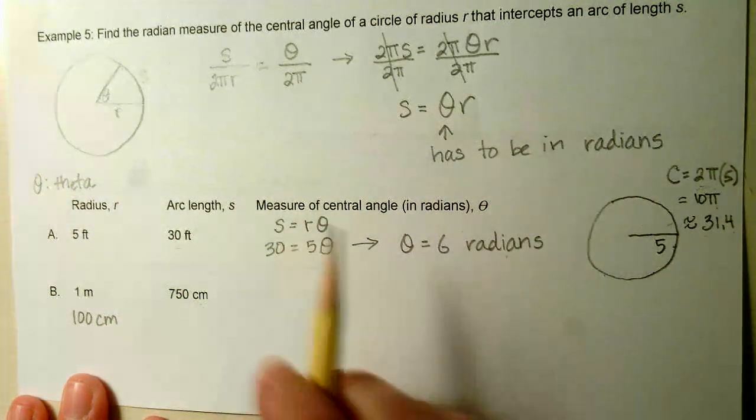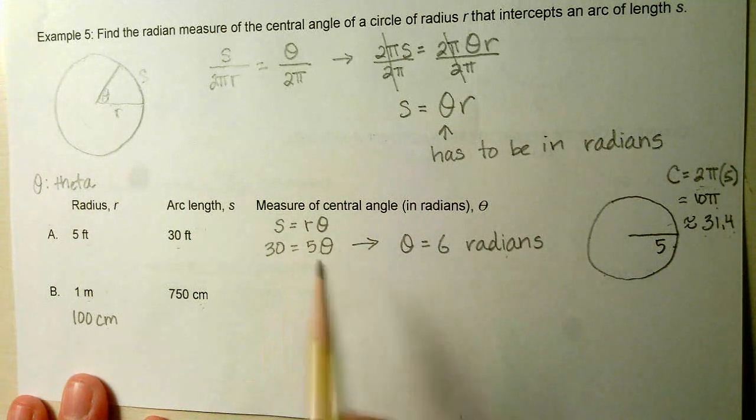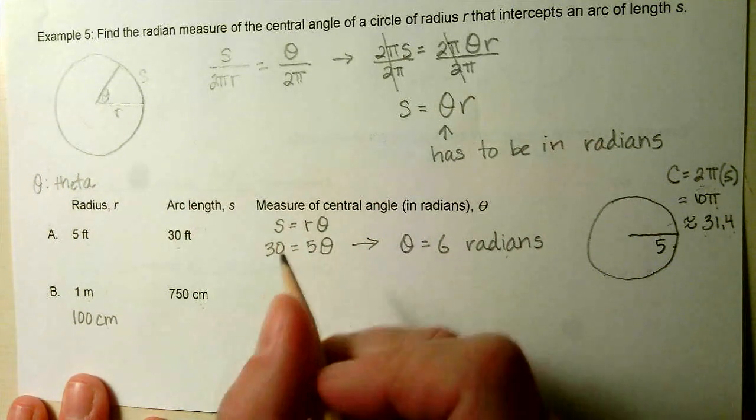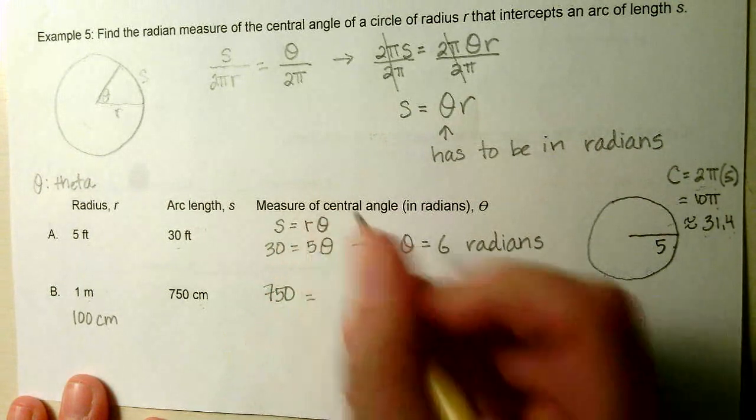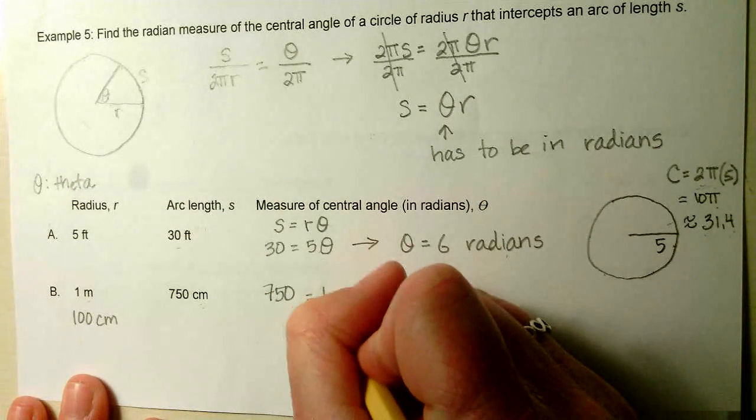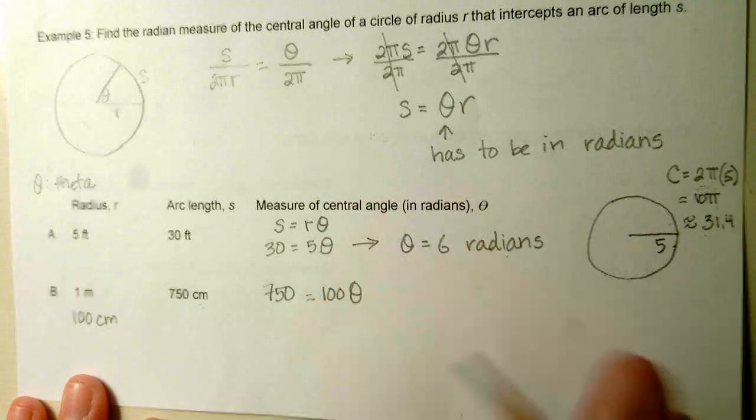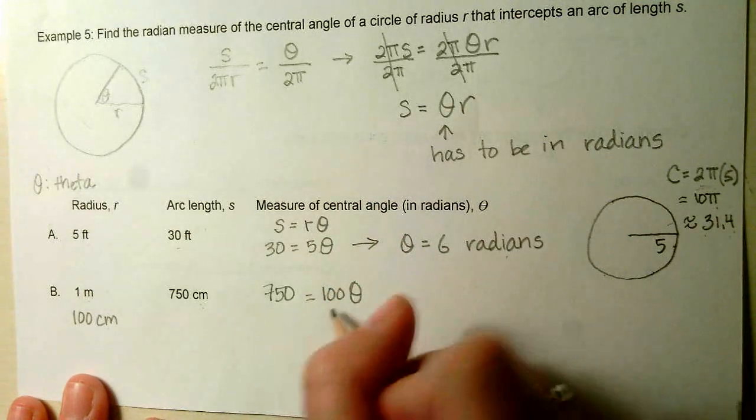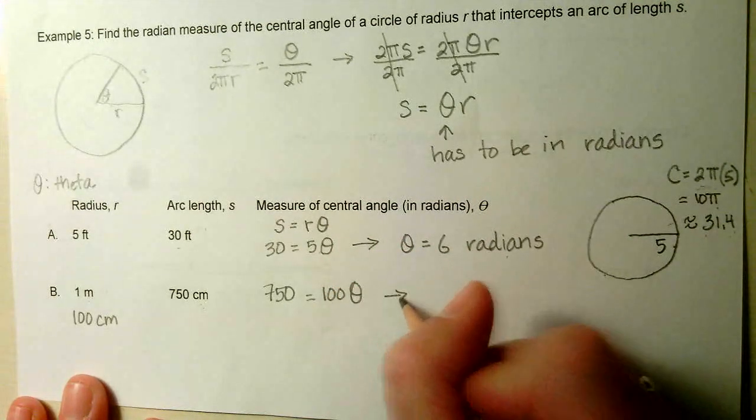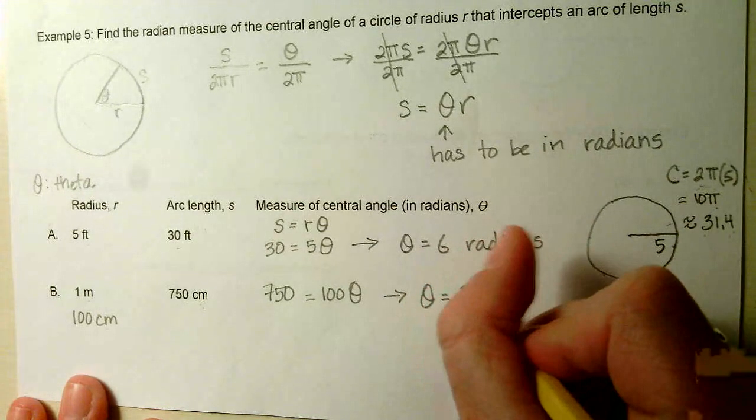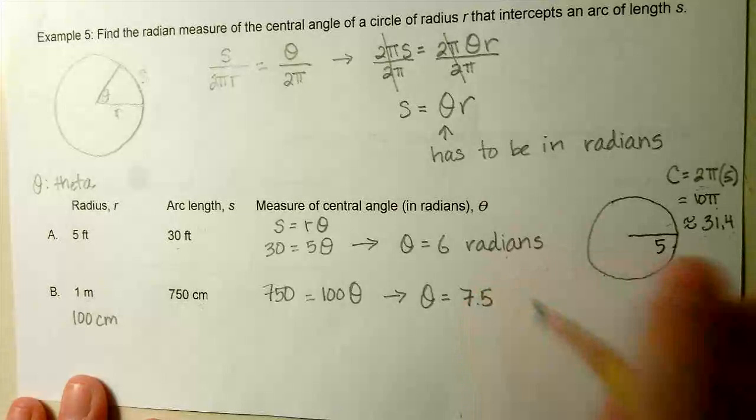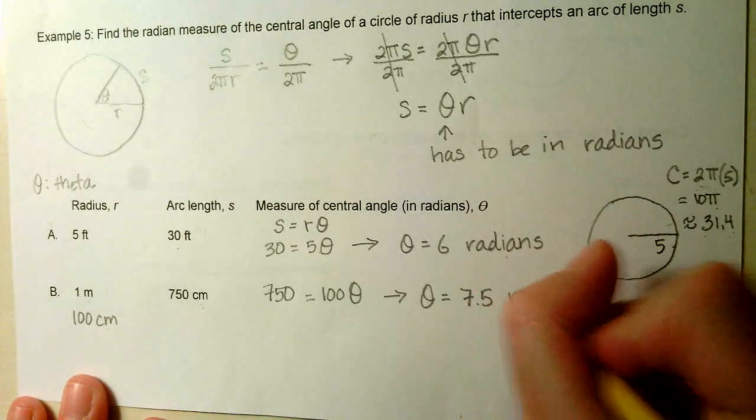So again, I'm using S equals r times theta. For S, I am putting in 750. For r, I am putting in 100. And I'm looking for my theta. So I'm going to divide by 100 on both sides to get theta by itself. And you should be able to see that theta is going to be equal to 7.5 radians.